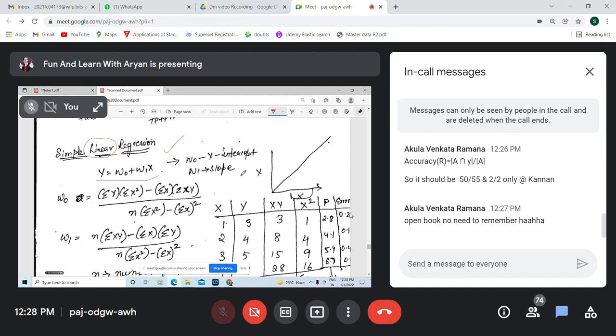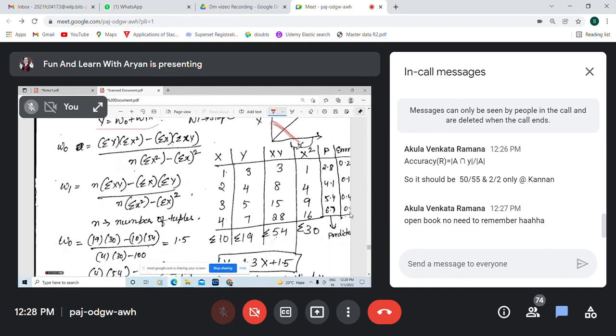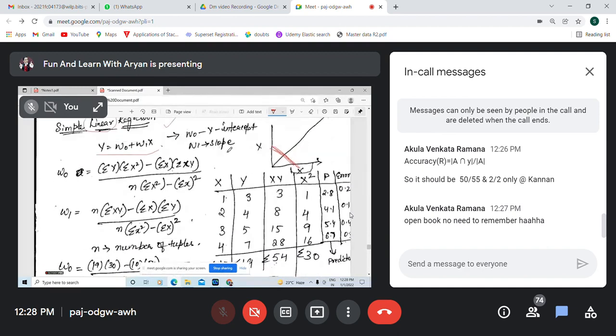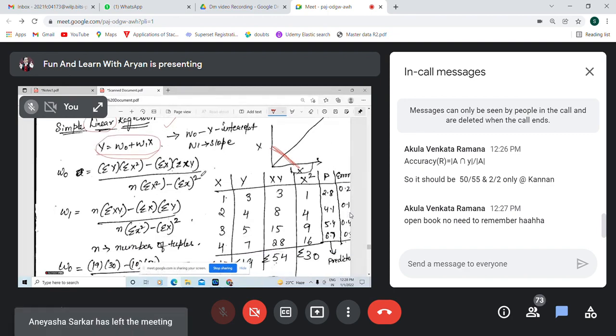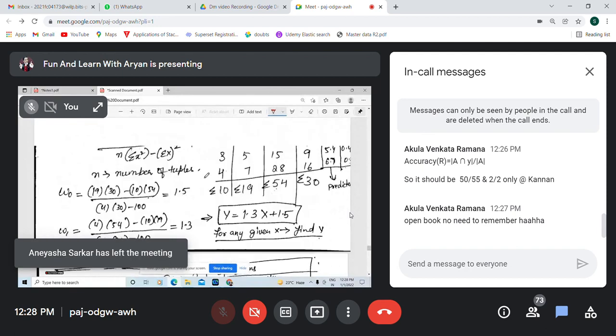So linear regression means you are checking what is the relation between your x and y. This is nothing but the slope intercept form we have in maths, right? y is equal to mx plus c. So this is that kind of equation, slope intercept form. So how do you calculate this linear relation between x and y?